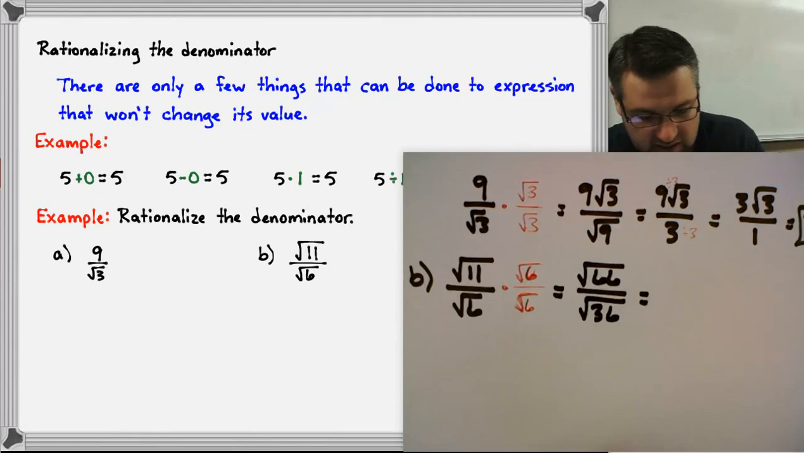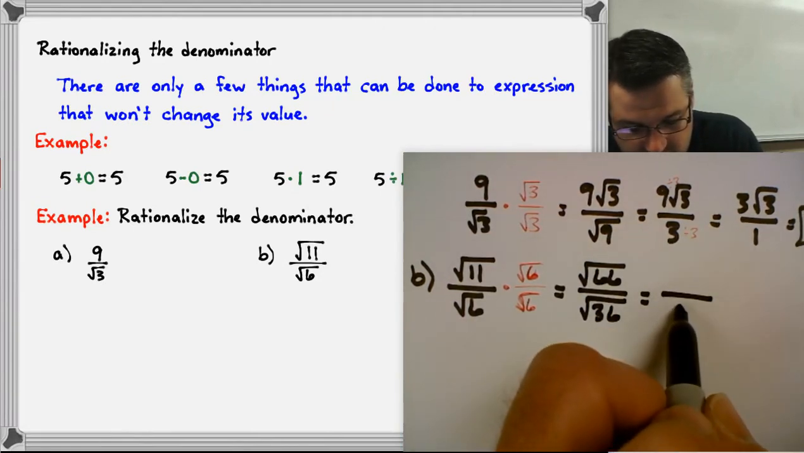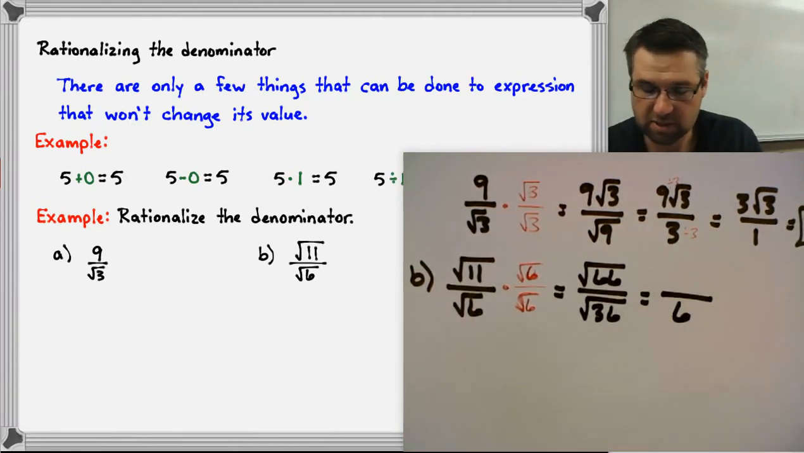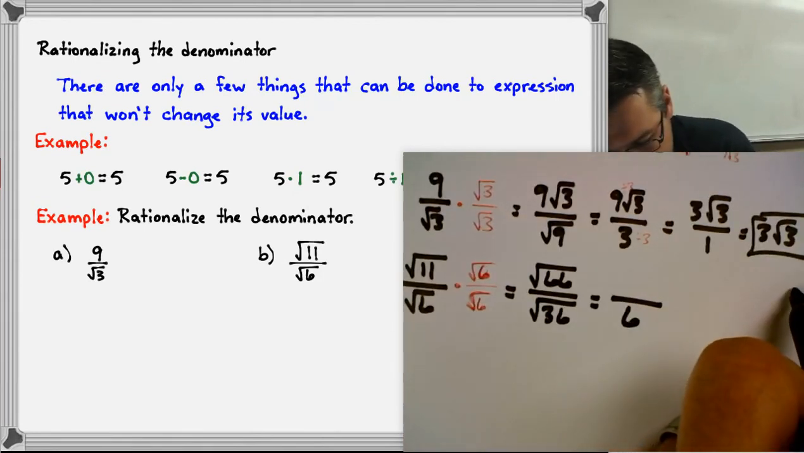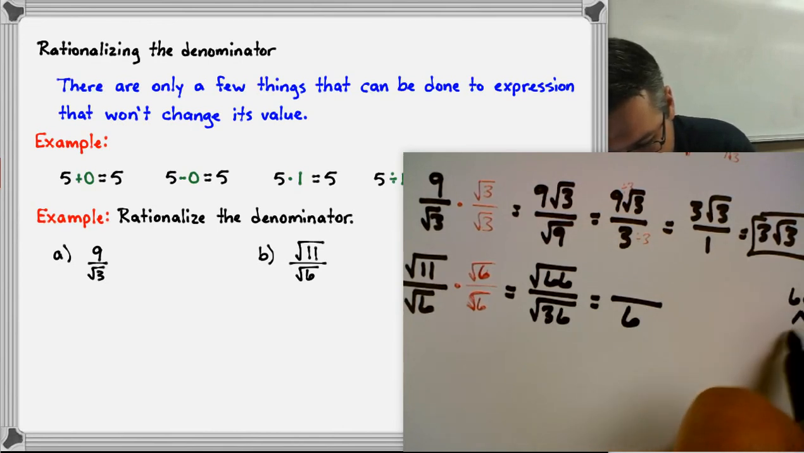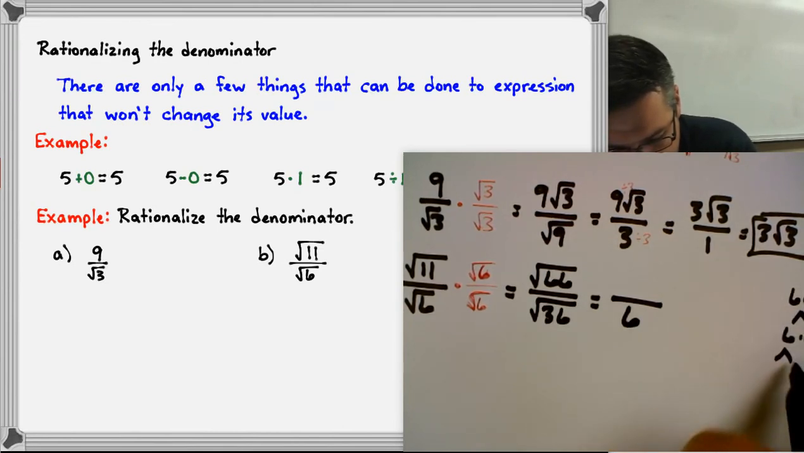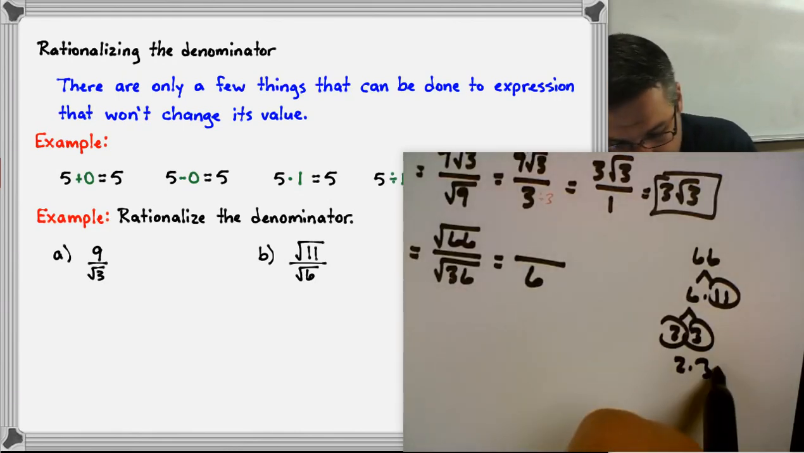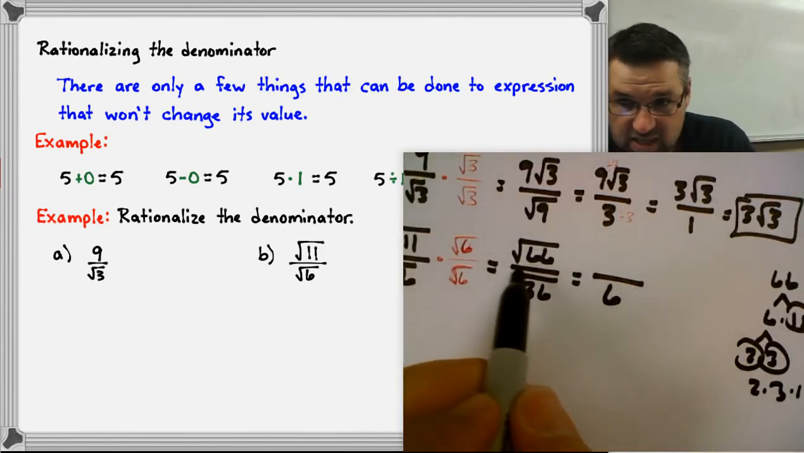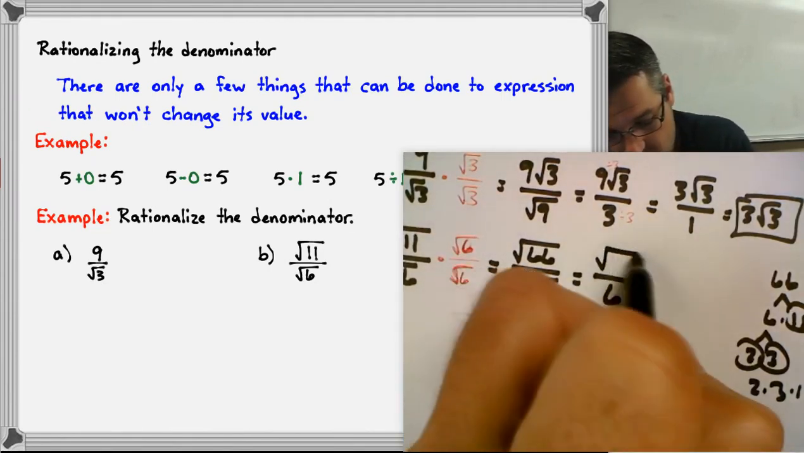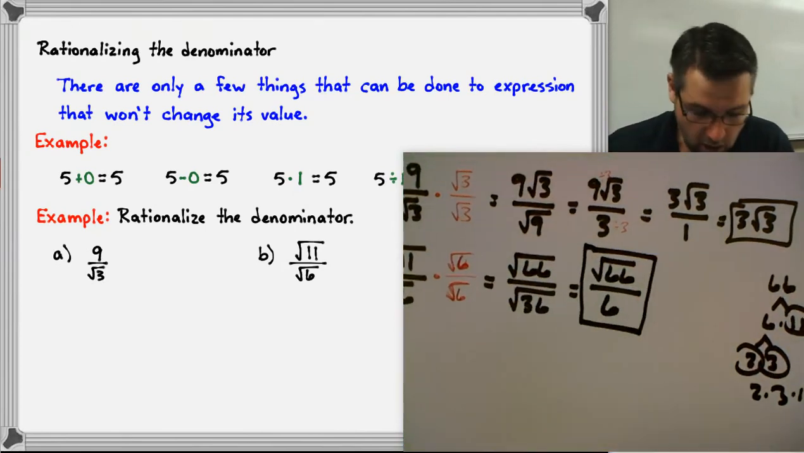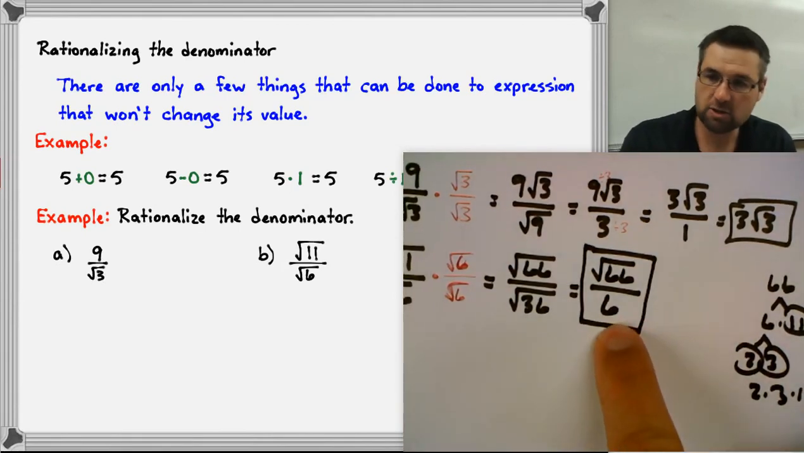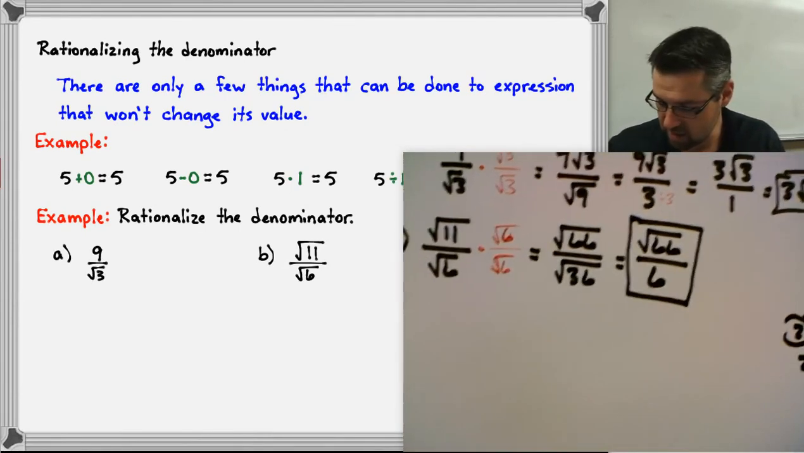Now we can simplify these. The square root of 36 is just 6. 6 times 6 is 36. And then 66, we can factor it. Let's see, 66 factors to 6 times 11. 11 is prime. 6 factors to 2 times 3. Those are prime. Notice it's 2 times 3 times 11. Those are all prime numbers. So this is not going to simplify any further than it already is. So our answer is the square root of 66 over 6. And our problem is solved because the radical is no longer on the bottom. There is no radical there, so we know we did it right.